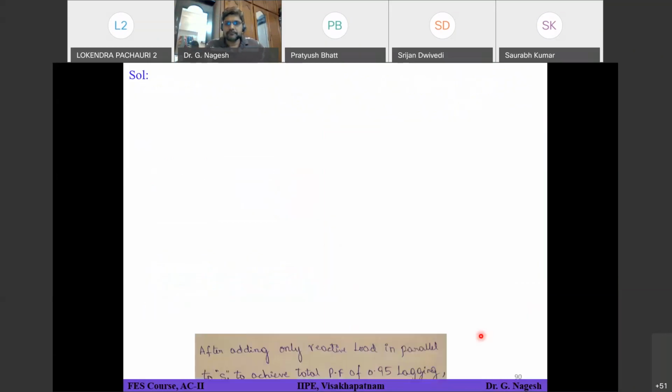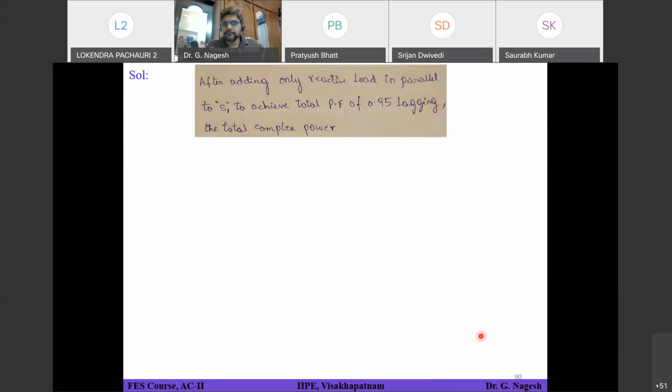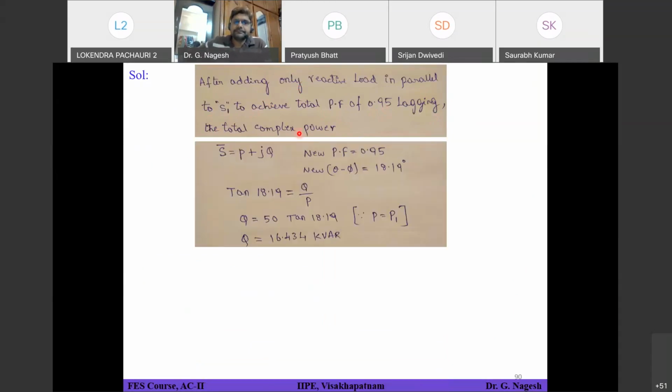Sir, it is 16.43. Okay, we'll go through it. After adding only a reactive element in parallel to S1 to achieve the total power factor of 0.95 lagging, the total complex power is what I am trying to calculate.